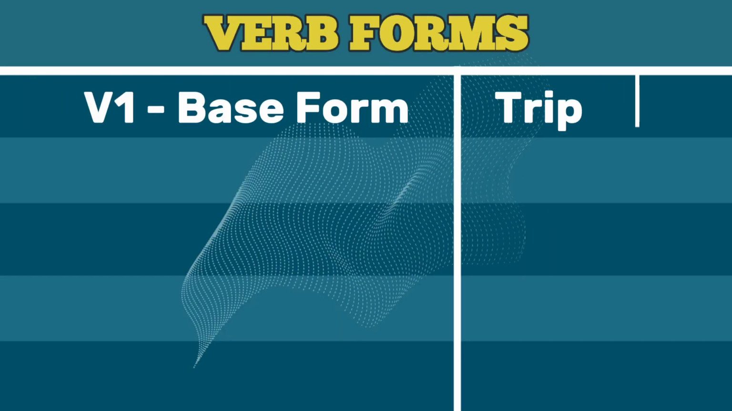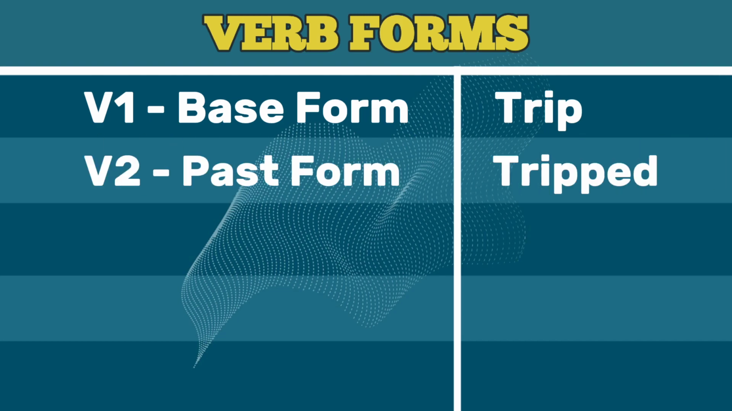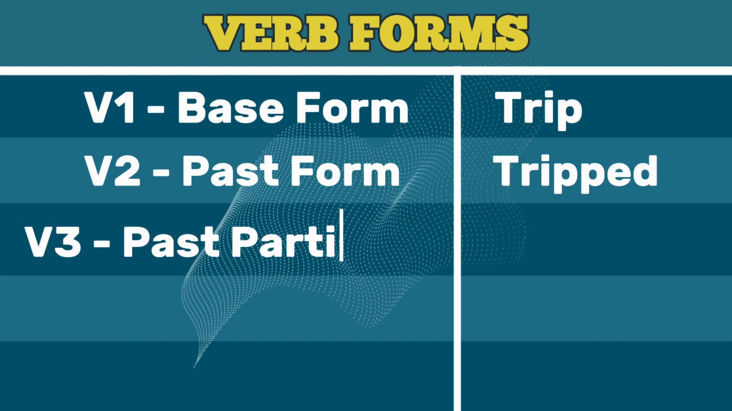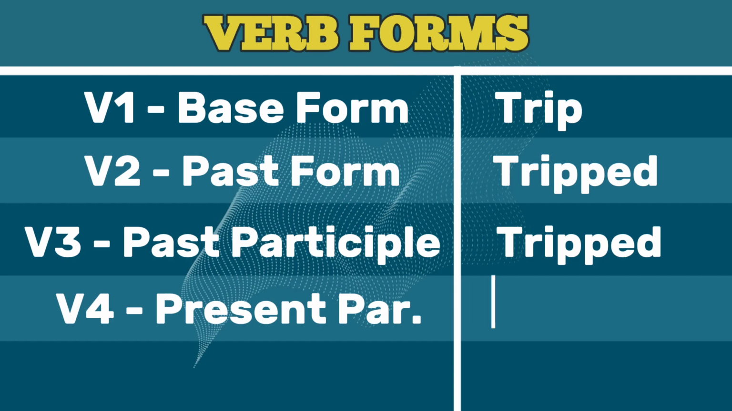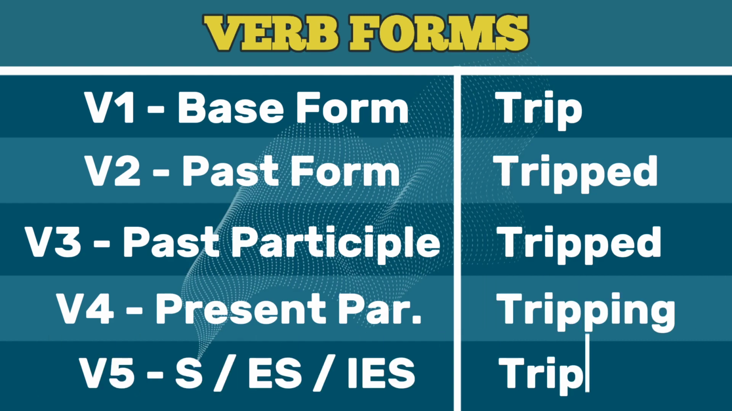V1 base form: trip. V2 past form: tripped. V3 past participle: tripped. V4 present participle: tripping. V5 third person singular: trips.